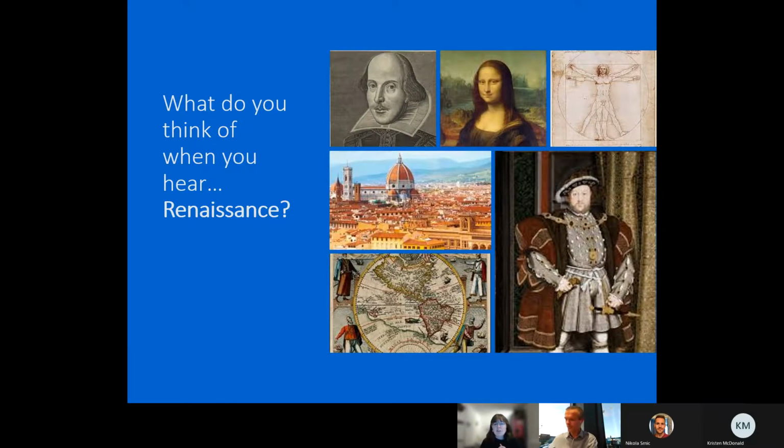The question I want to ask is, what do you think of when you hear the word Renaissance? You might have come across this term in your English classes, you might have come across it in your history classes, and I've put a few pictures on the board there, which might give you some clues. So if you want to put any words you can think of into the Slido, Richard can read some out as they come in. I'll just give a couple of minutes to think about that.